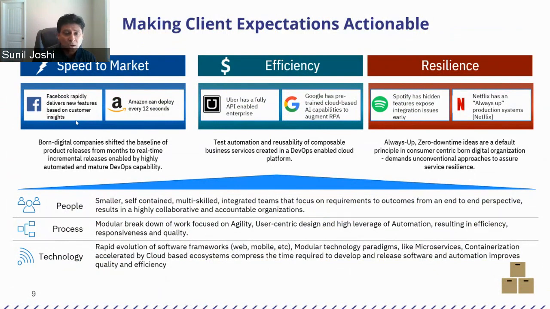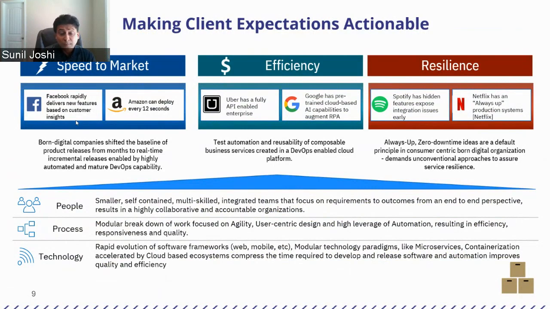which was sort of an afterthought some years ago, but is an absolute necessity these days, because business capabilities are always expected to be up, zero downtime, and even when there is some degree of impact for some of the business capabilities, auto healing and auto recovery type capabilities are expected to be delivered, right? So how do you make these expectations actionable?